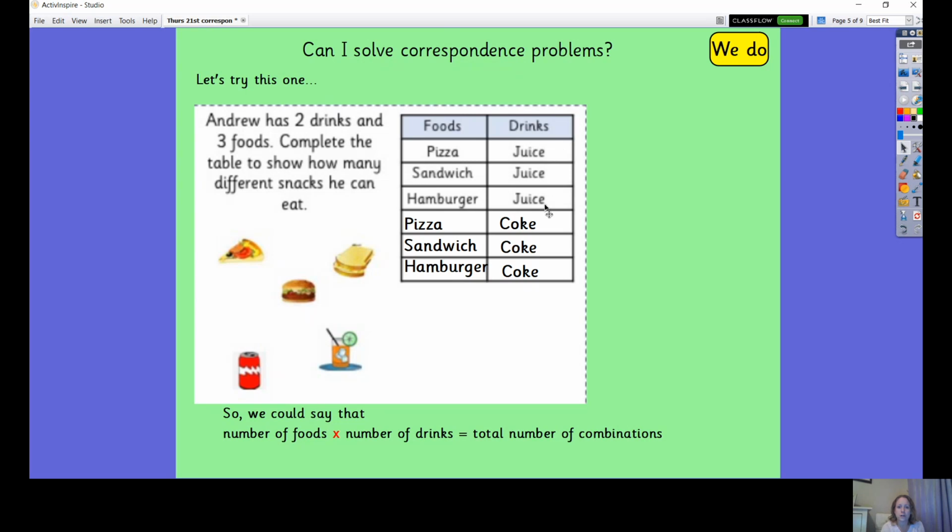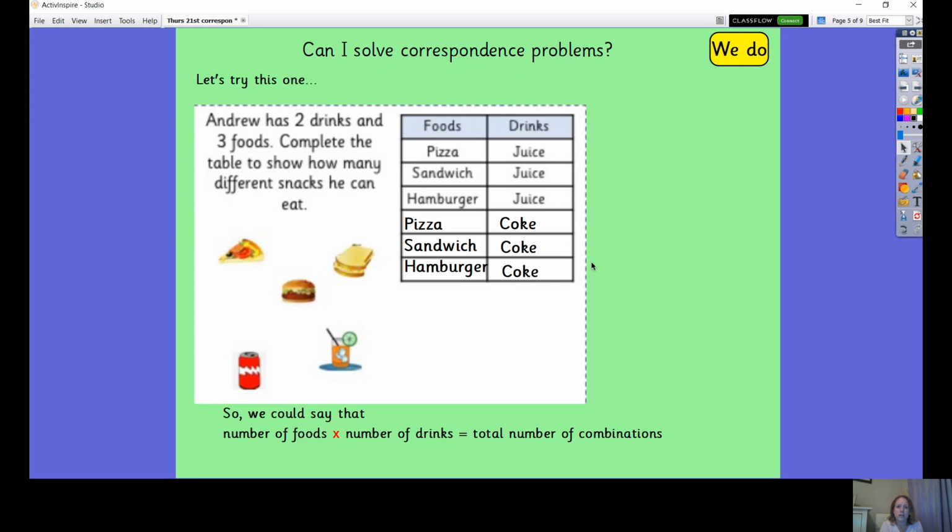Right, so I've gone through my options. I've got my 2 different drink options. I've got my juice with all 3 of the foods, pizza, sandwich, hamburger, and then I've got my Coke with all 3 food options as well. So I know that in total there are 6 different combinations that I could choose for my snacks and drinks.